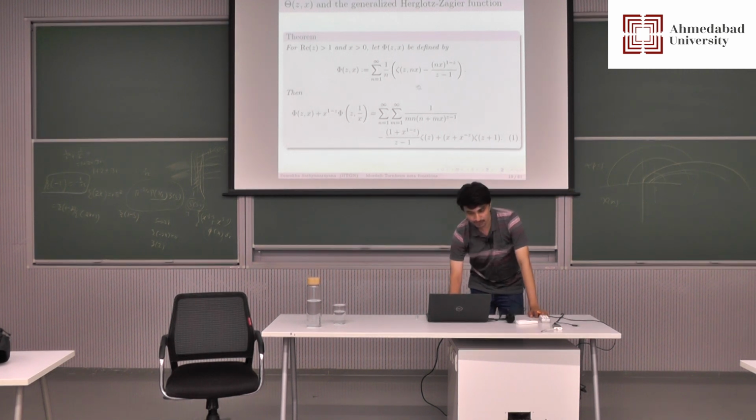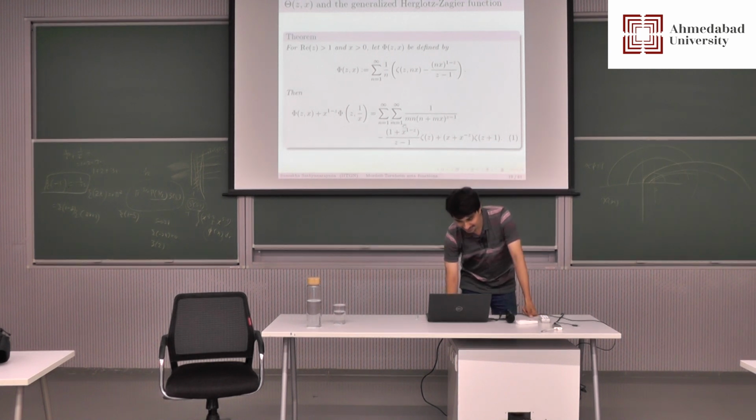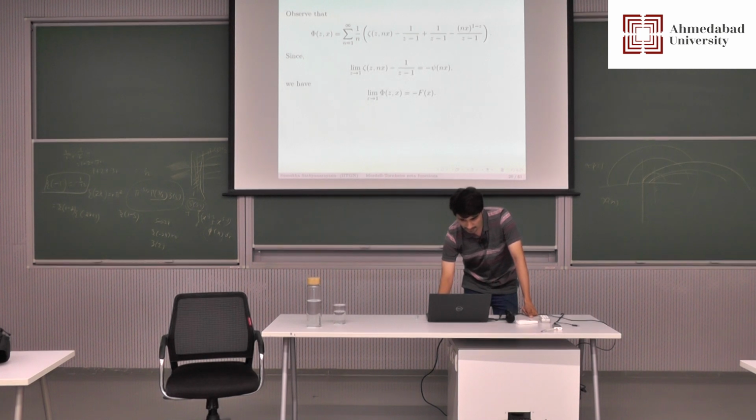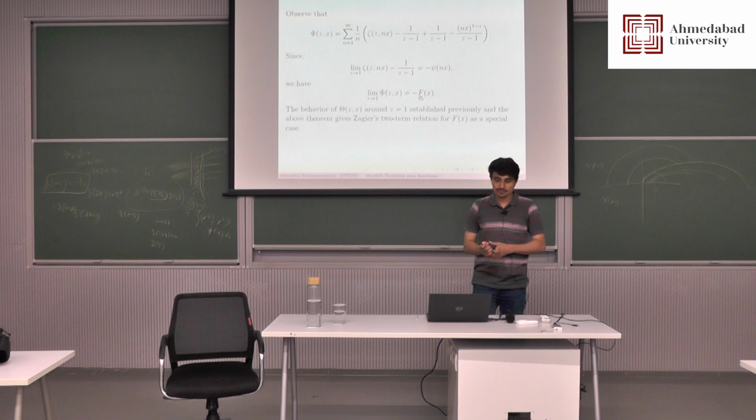So if you consider this function, this will also satisfy this 2-term functional equation. Phi z comma x plus x minus 1 into phi z comma 1 by x is equal to this series. This series is nothing but our theta z comma x. So now if you just add and subtract 1 by z minus 1 and take the limit z goes to 1, this will become minus psi, because these are the Laurent series coefficients. And this series we can easily say is equal to minus f of x. Hence we can get Zagier's result as a corollary of this.